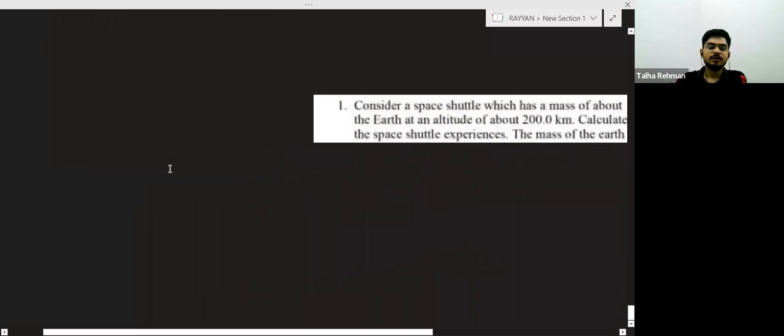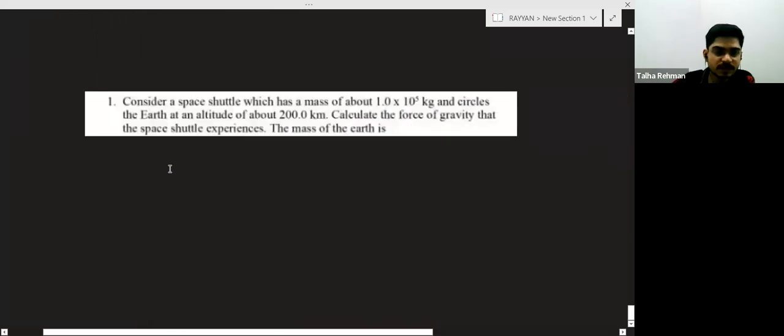They are saying consider a space shuttle which has a mass of about 1.0 × 10^5 kg. Means very large mass. Space shuttle, you know.